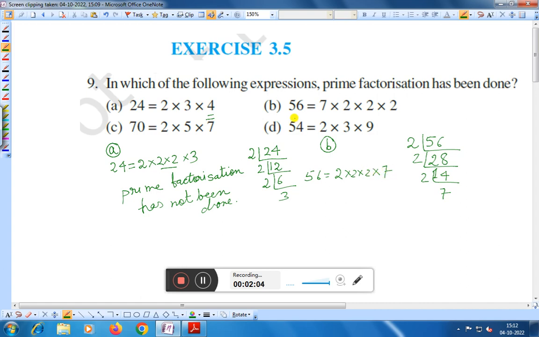That means here in question number B, prime factorization has been done. Right? This is true. That is 7 into 2 into 2 into 2, that is 2 into 2 into 2 into 7, is the same. Therefore, prime factorization has been done in question number B.